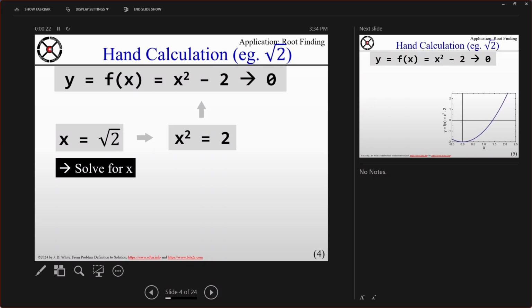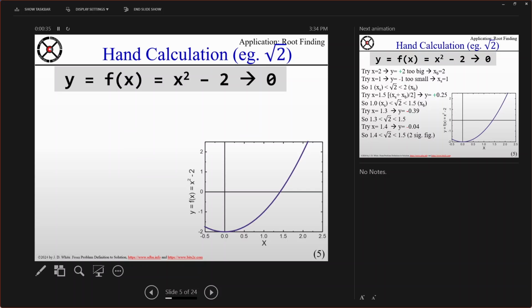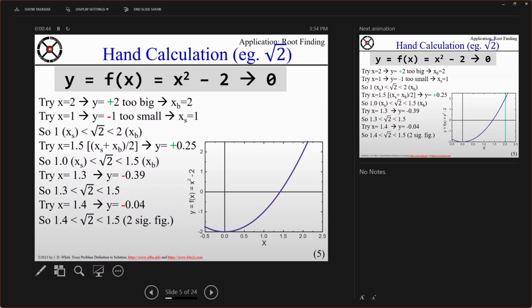So we ended up with f(x) equals x squared minus 2. And we want to make this thing go to 0. And we want to solve for x. If we can solve this, if we can send y to 0, we will know what x is. And we looked at the curve of x squared minus 2, y equals x squared minus 2, if I want to plot it. So I can take a few guesses. First I tried, we know that 2 is going to be too big. The square root of 2 is definitely less than 2, and it's definitely greater than 1.